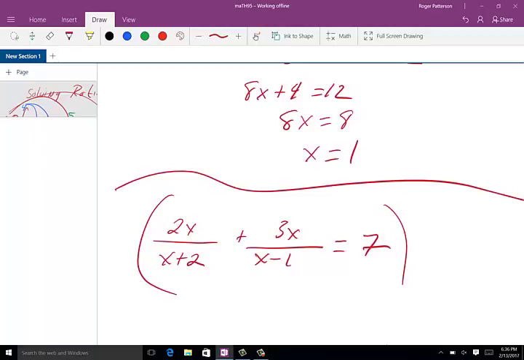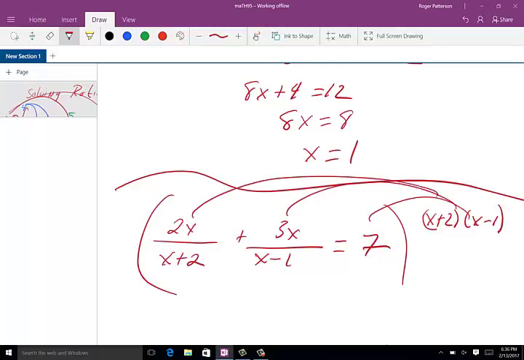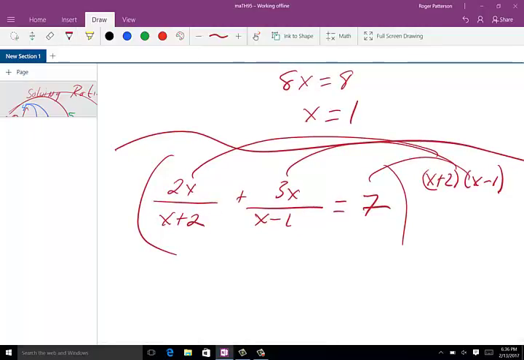X plus 2 and x minus 1. I'll put it over here this time. Okay, so here, here, and here. So let's see what we have left. So what are we going to multiply? This is obviously going to be 7 times x plus 2 times x minus 1, right? Because nothing cancels there. Does that make sense?